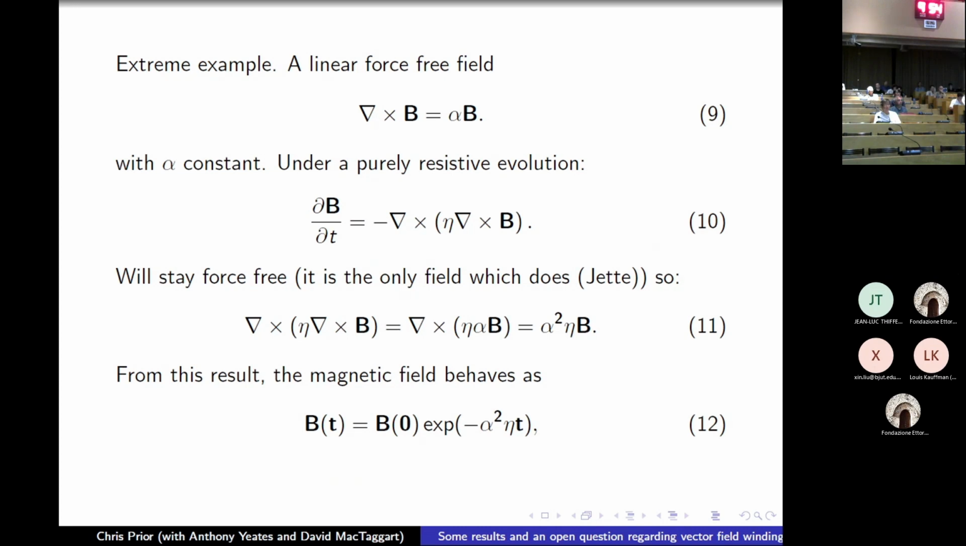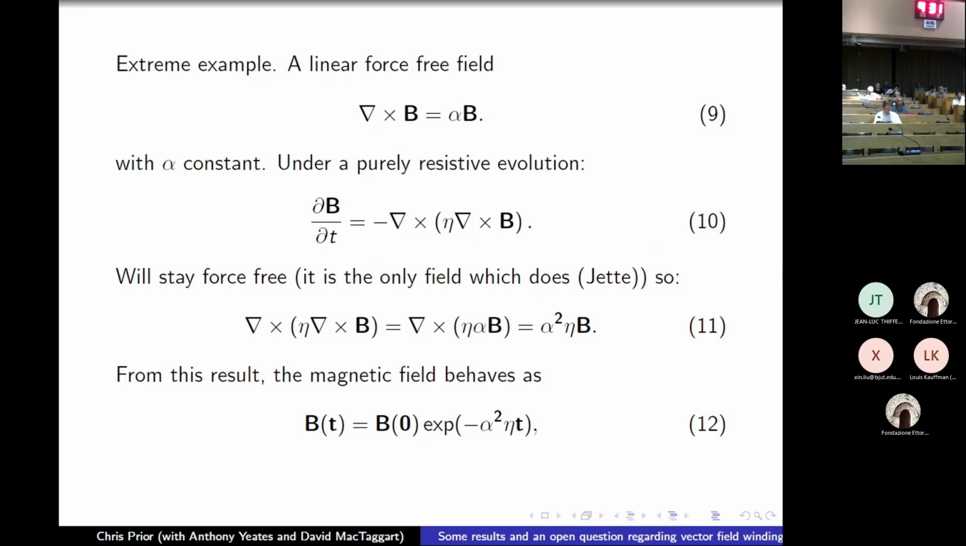And I'm now going to make it quite specific, a purely resistive evolution. So you could either think this B is a vorticity field or a magnetic field, and it's relaxing under a resistive or a viscous evolution. So it should be changing its helicity. And in theory, it should be changing its topology, right?